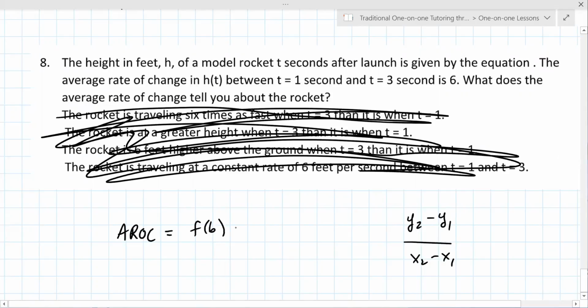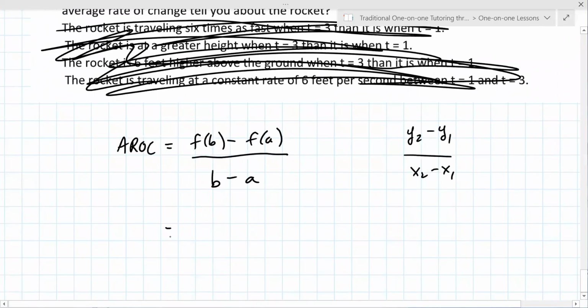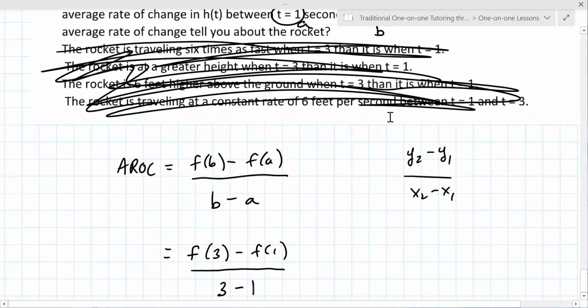It's f of b minus f of a over b minus a. And someday you will totally believe that these are exactly the same formula. So the value of b is 3, that's b, and a is 1. So let's put it into this formula. f of b is f of 3, a is 1, over 3 minus 1. Do you see how all I did was substitute those values for a and b? Yes. Okay.